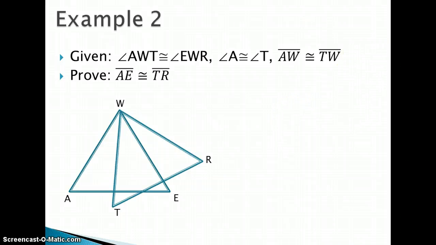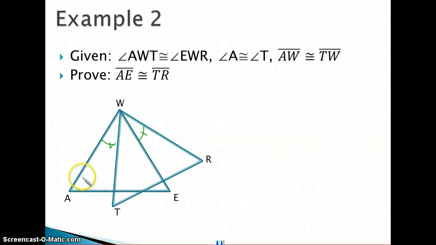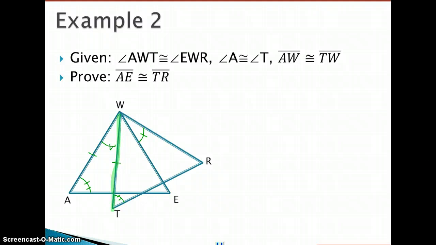Example 2, we're given something about angles. Angle AWT and angle EWR are congruent. Angle A is congruent to angle T, and AW and TW are congruent. So as you can tell here, we have one pair of segments, AW and TW. So I'm going to mark off my TW segment in green. We'll go back to our trusty magenta for AW.